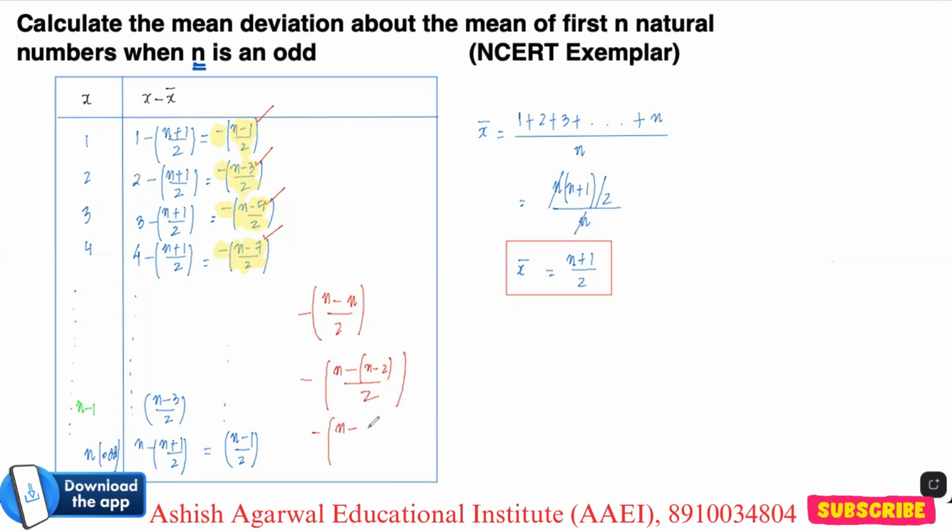I can go for n minus 4 by 2 with a negative sign in front, because we know every odd number varies with a difference of 2. What are the consecutive odd numbers? 1, 3, 5. Difference is 2. Similarly, if I have an odd number n minus 4, the next odd number will be n minus 2. The next odd number will be n. That is what I have done.